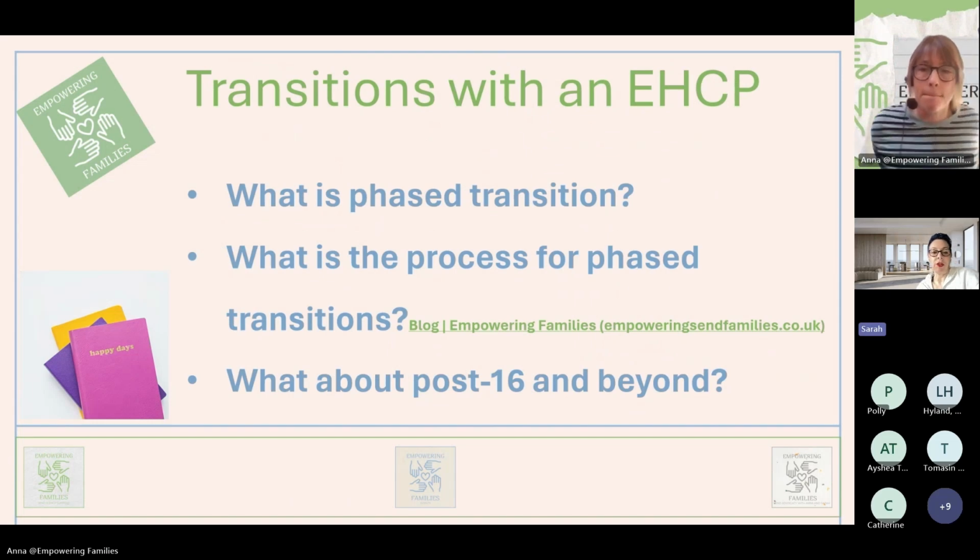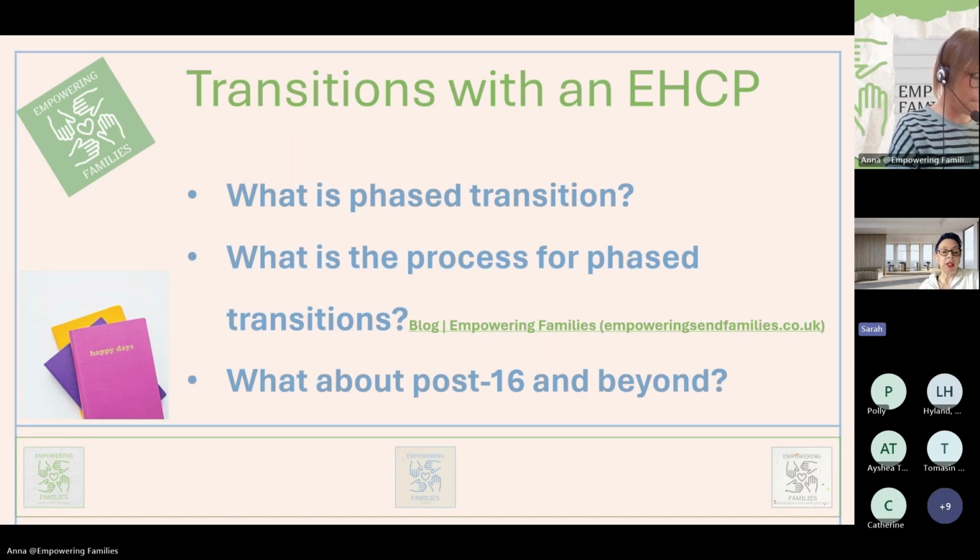So what is phase transition? We have a really good blog on phase transitions, so I'd recommend having a look at that. But phase transitions are nursery to reception, year 6 to year 7, year 11 to year 12, and every year beyond year 12, and moving, if your child's in a 3-tier system, moving between those.